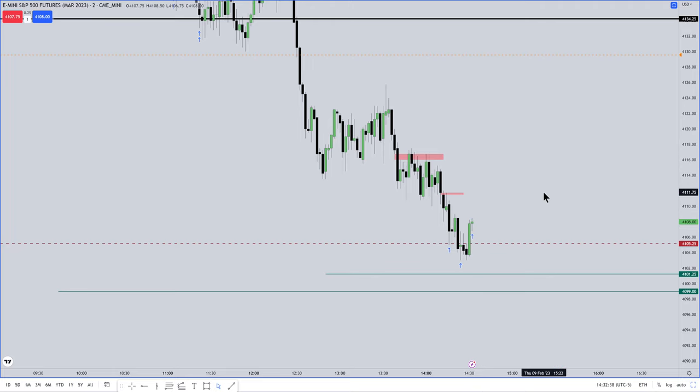From this low to this high right there. Watch this. There's our fair value gap.